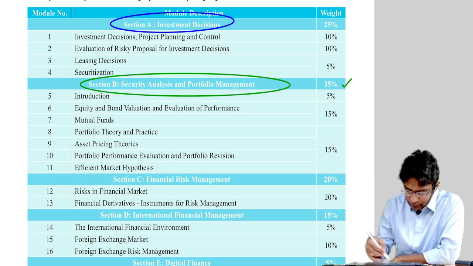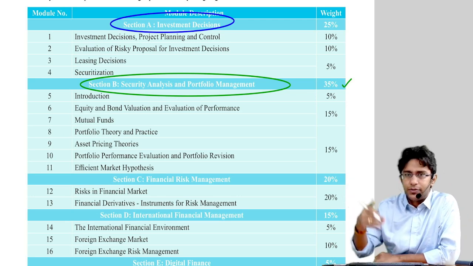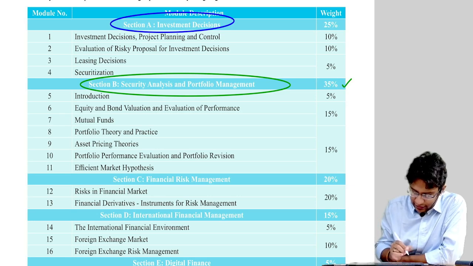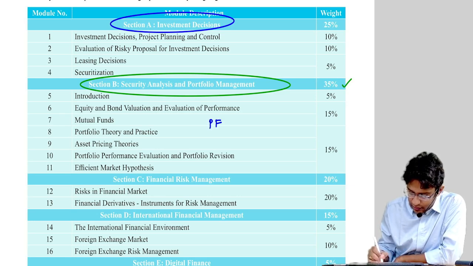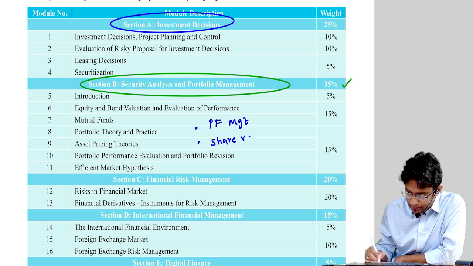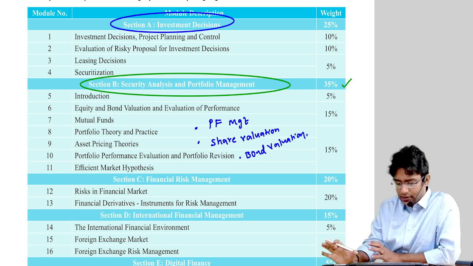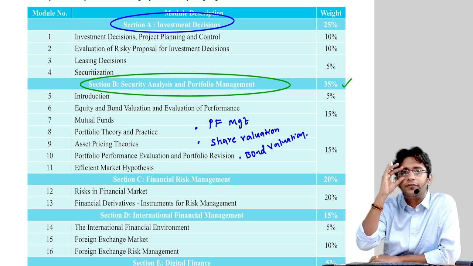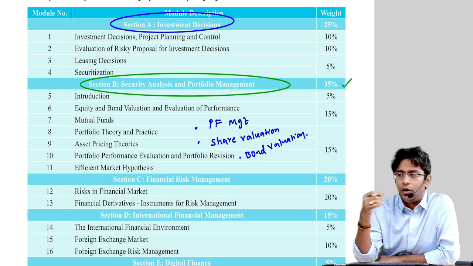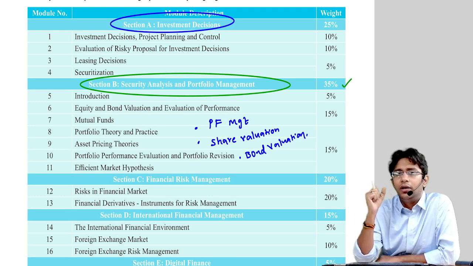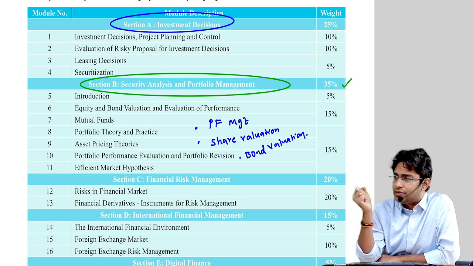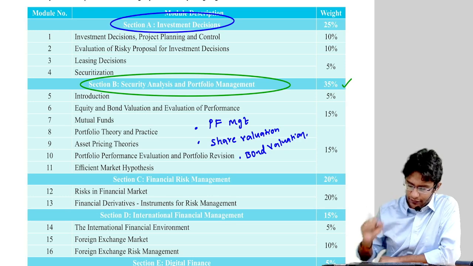In this, forget about the chapter names they have given, but broadly what you will have is portfolio management, share valuation, and bond valuation. So this particular section is all about how to measure the worth of a share, how to get the value of a bond or a debt instrument, and, when you have a portfolio of various investments, how to manage that, and what the various statistical applications of that are.